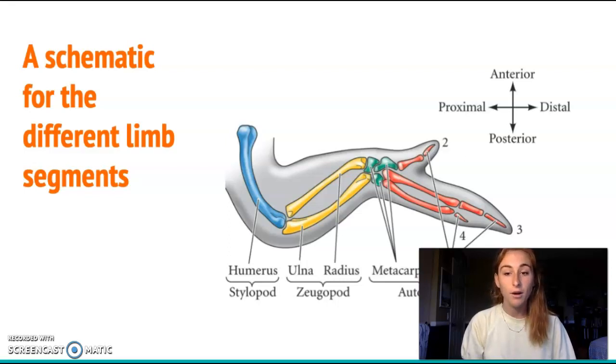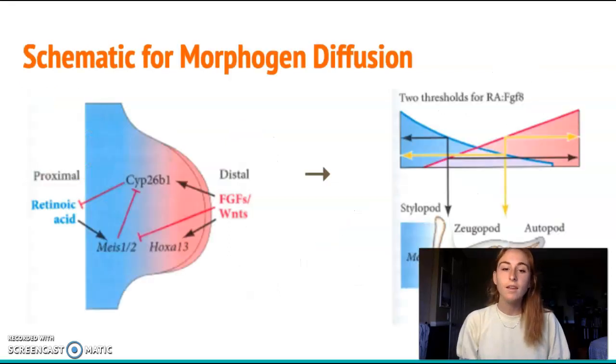The stylopod, which is the most proximal, includes the humerus. The zeugopod, which is in the middle, is the ulna and the radius, and the metacarpals and the digits are the autopod, which are the most distal. Now, for this schematic, we're going to be talking about the signaling pathways that help in the development of the limb, and then the threshold and gradients that also contribute.